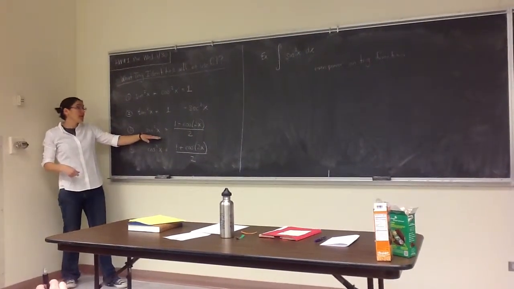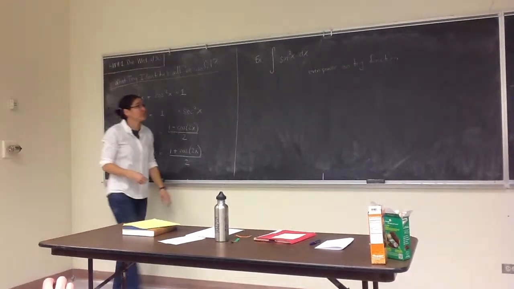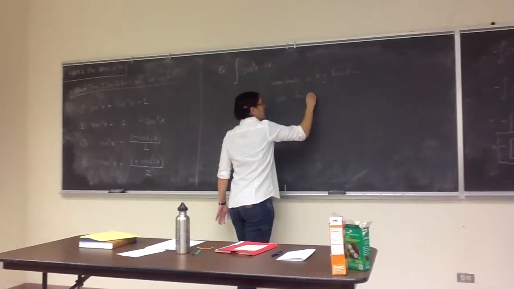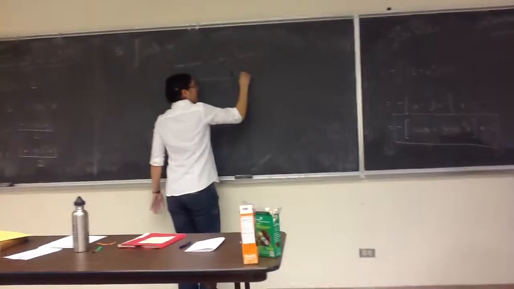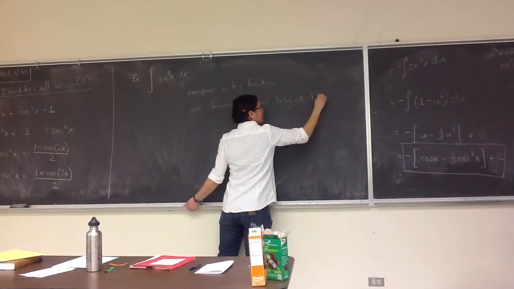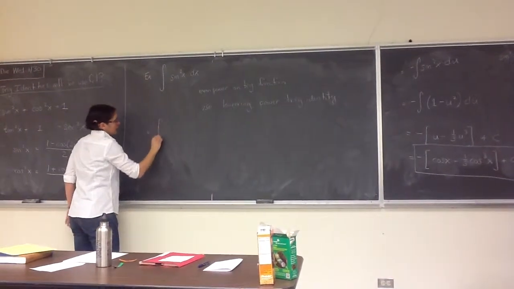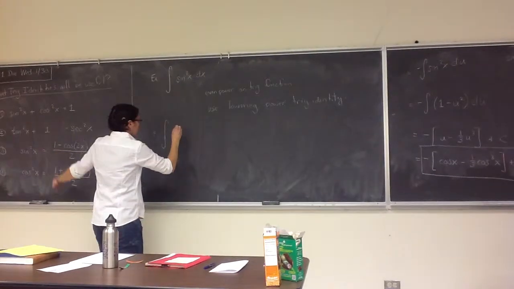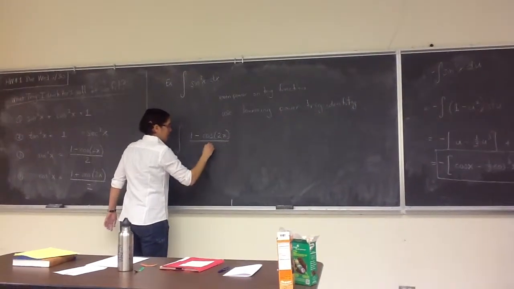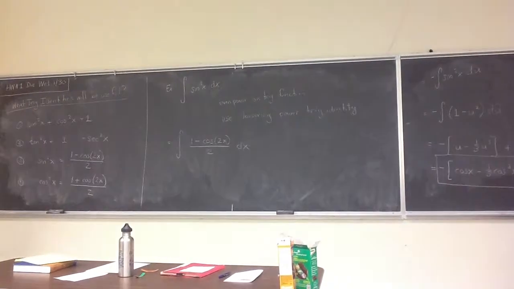So I'm going to take my sine squared x and I'm going to replace it with 1 minus cosine of 2x over 2. I'm going to use my lowering power trig identity. Alright, so here we go. We've got the integral of sine squared x is 1 minus cosine of 2x over 2, and then I've got my dx at the end.